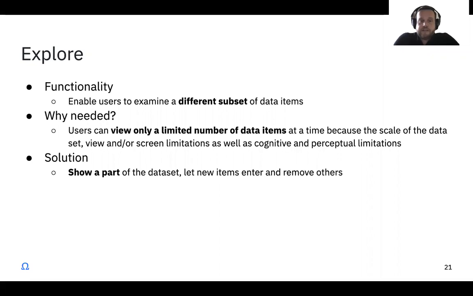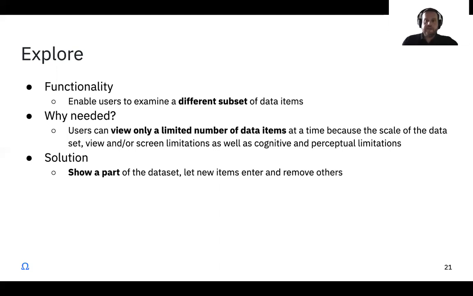And Explore is needed because you can always only view a limited number of data items at a time. Because as we discussed, we had problems with clutter. You don't show everything at the same time, or very rarely, and also the cognitive and perceptual limitations of users are pretty much a thing. Basically, what you need to do here is show a part of the data set. You have to let new items enter and remove others. So this has already been dubbed the visual entities budget in the aggregate section of yesterday's lecture.